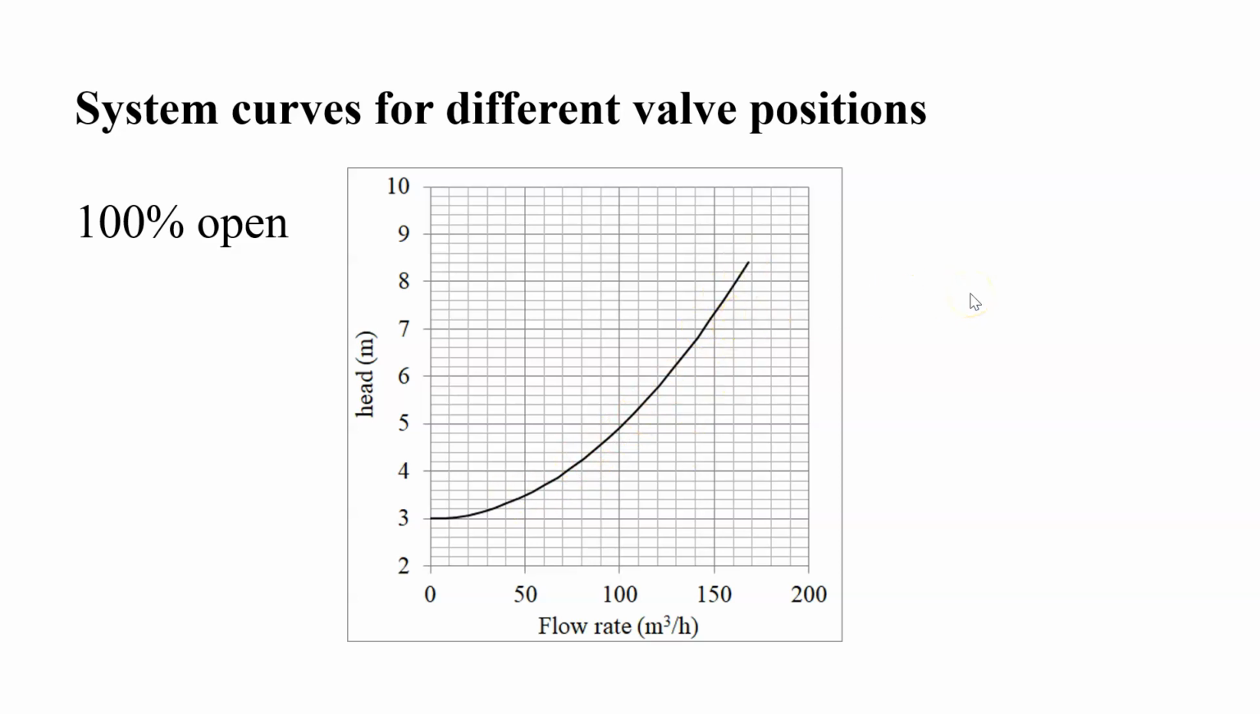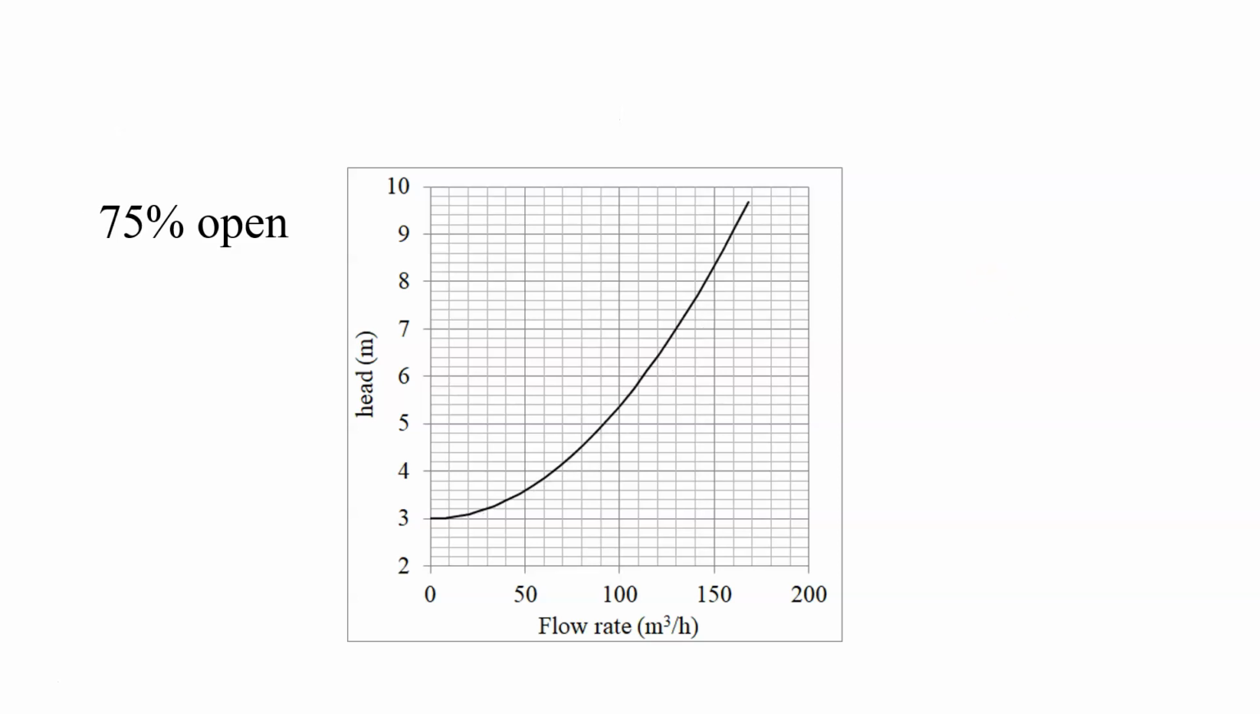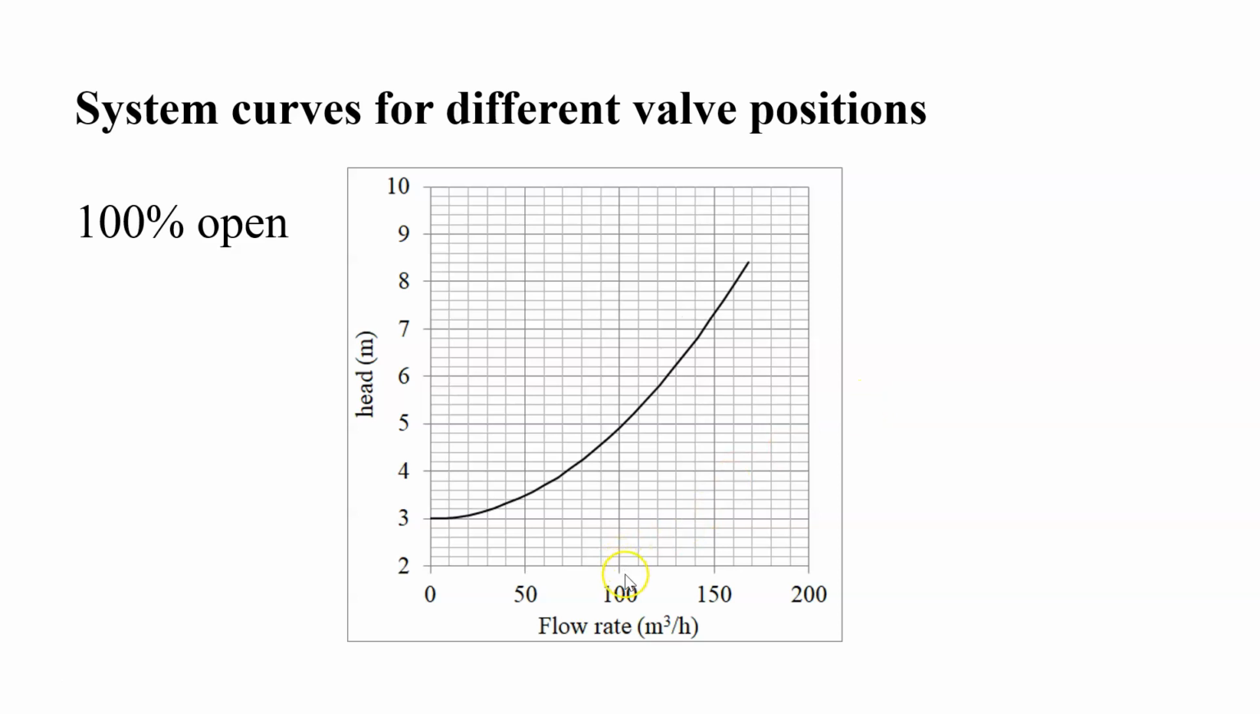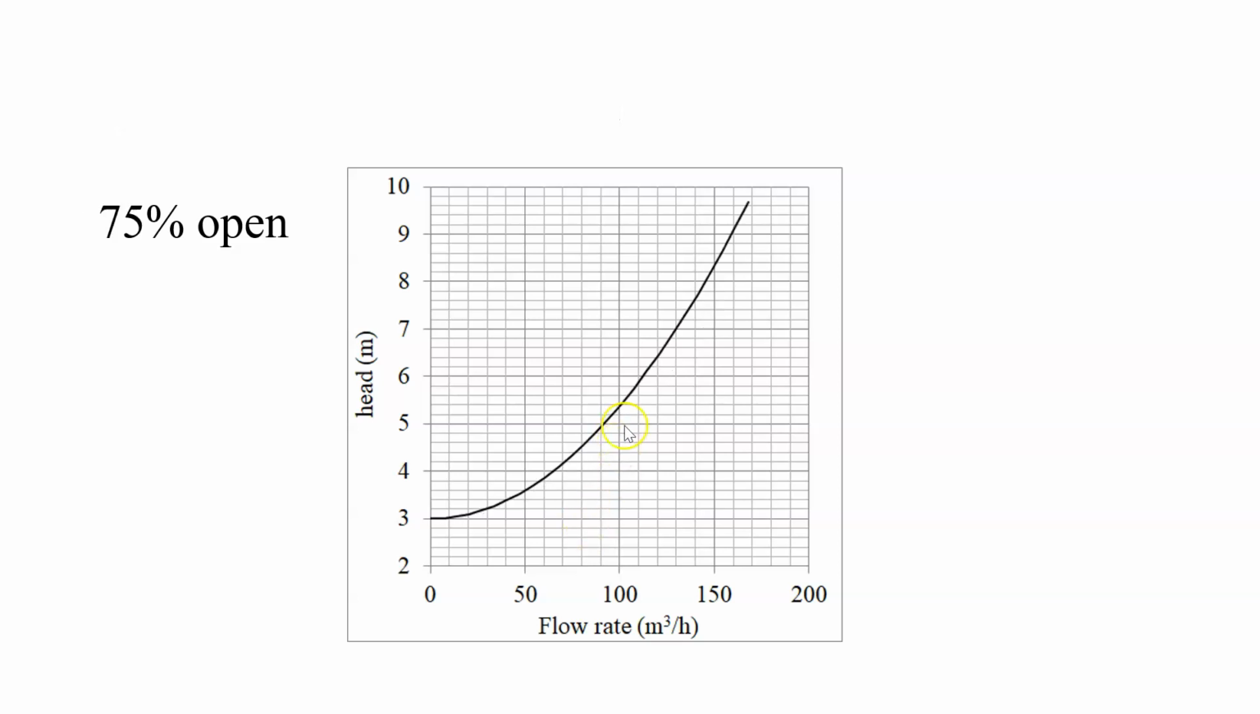Now I'm just going to toggle between this graph and some other graphs. So what if you close off the valve more? 100% open, 75% open. Notice that the curve goes up. So at a given flow rate, for example, at 100 meters cubed per hour, here the total head I need is a little bit under 5. It's gone up. Now it looks like about 5.4. So the curve gets higher. You have to do more work to push the fluid through the network if the valve is more choked off.